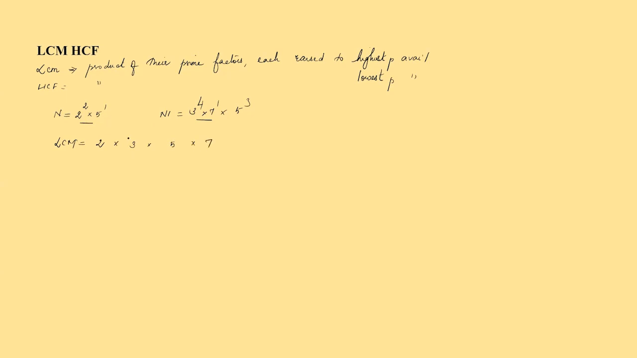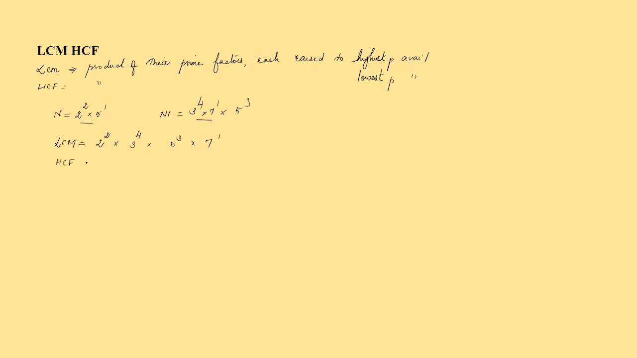Product of these prime factors, each of them raised to the highest power available. Can you tell me what is the highest power of 2 that's available from these two numbers? 2 is available, correct? Now what is the highest power of 3 that's available from both the numbers? I know that, 4, right? Here I have 3 power 4. The highest power of 5 that's available from both the numbers? 5 power 1 here, 5 cube here. What is the highest power of 5 that's available? 3. And what's the highest power of 7 that's available? Obviously 1. So this becomes the LCM.